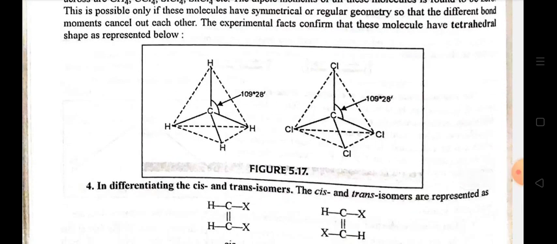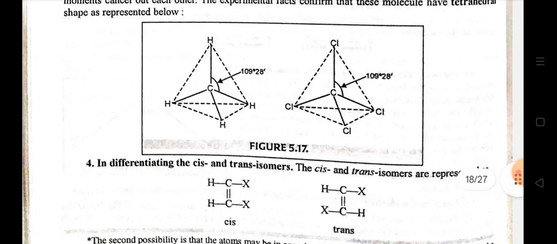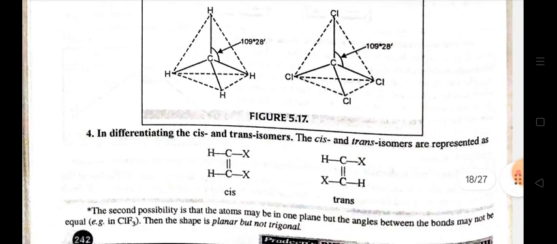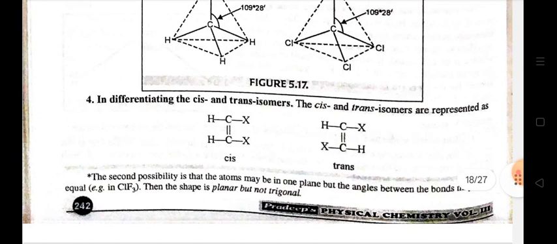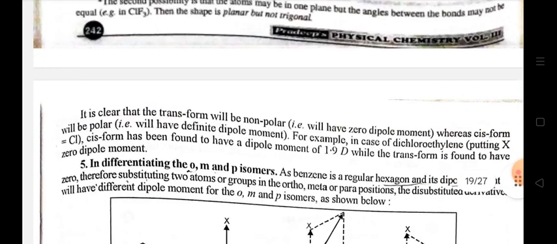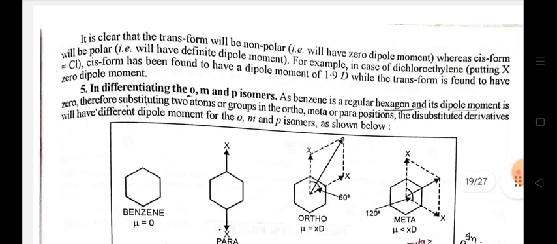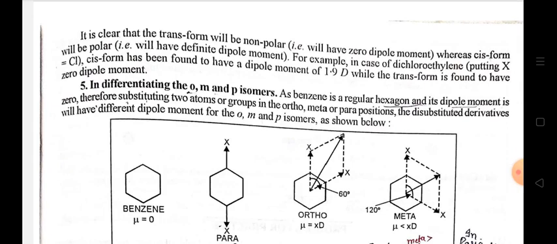Fourth, in differentiating the cis and trans isomers. The second possibility is that the atoms may be in one plane but the angles between the bonds may not be equal, as in ClF3. Then the shape is planar but not trigonal. It is clear that the trans form will be non-polar, that is, will have zero dipole moment, whereas the cis form will be polar, will have a definite dipole moment.